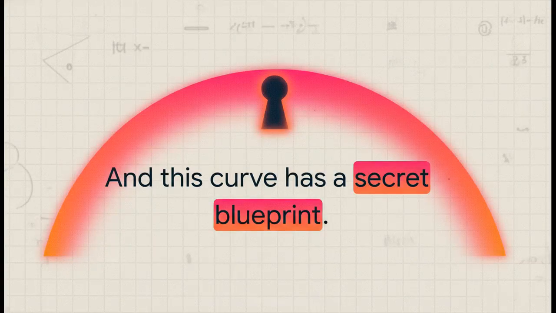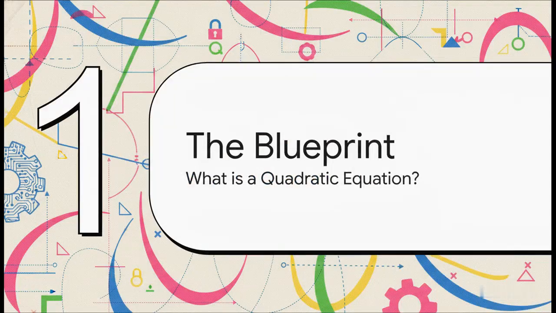But how do we actually describe it? How do we predict it or build with it? Well, it turns out this curve has a secret blueprint, a universal code that's written in the language of math. And that blueprint is called the quadratic equation. Yeah, I know, it sounds a little intimidating, but trust me, it's the key that lets us understand and work with pretty much every parabola we see. So let's actually take a closer look at what it is.